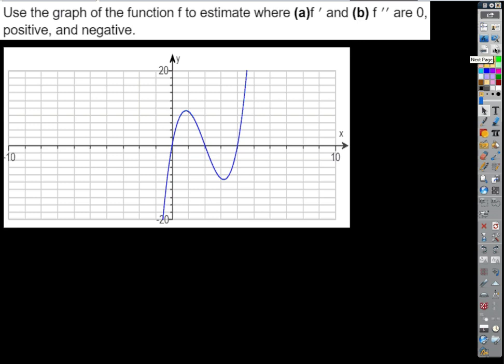It's 0, around 1. Okay, so these are inconvenient points, aren't they? But there's a point right there where I get a horizontal tangent, and it's that one, and that's another inconvenient point. But those are going to be the places where f prime is equal to 0, right? Yes. Okay.